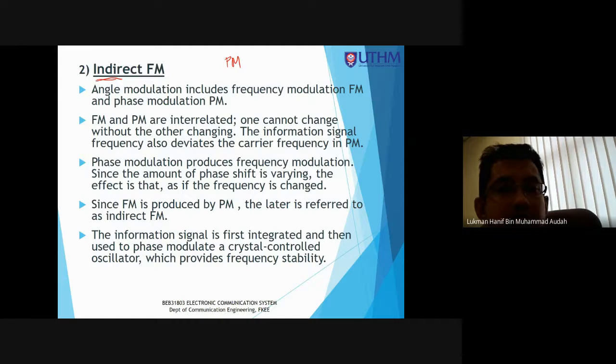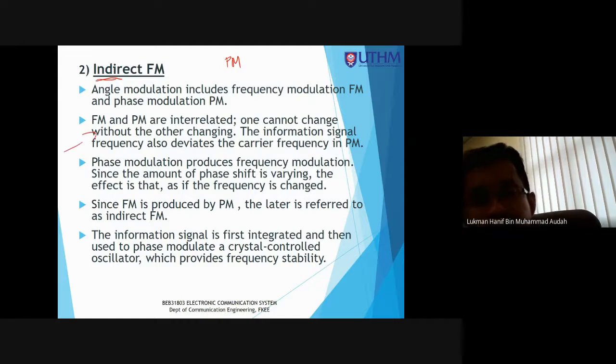Okay, so you see that FM and PM are interrelated to each other. One cannot change without the other changing. So as I told you, they are related to each other. Phase modulation produces frequency modulation. So since the amount of phase shift is varying, the effect is that the frequency is changed. So maknanya kalau kita tukar fasa, bermakna secara tak langsung kita akan tukar frekuensi carrier. Frekuensi dan fasa carrier yang berubah, bukan modulating signal. Modulating signal akan mempengaruhi perubahan frekuensi ataupun fasa carrier.